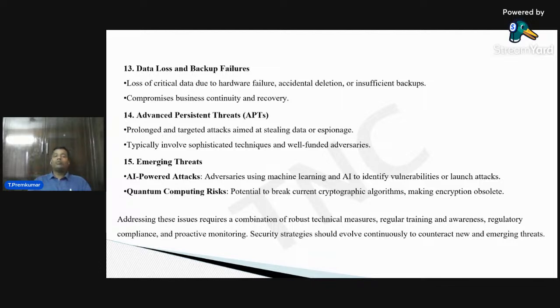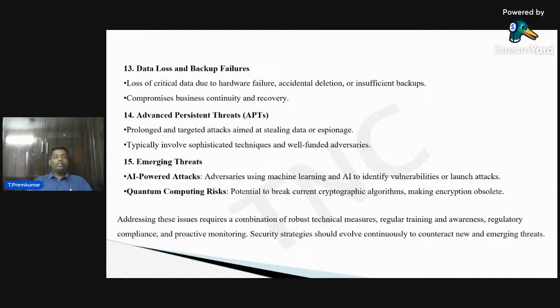In the case of advanced persistent threats, that is APTs, these are prolonged and targeted attacks aimed at stealing data, for example. They typically involve sophisticated techniques and well-funded adversaries. And the last one, in the case of security issues in data science, is AI-powered attacks, which use machine learning and AI to identify vulnerabilities or launch attacks. The quantum computing risk is its potential to break current cryptographic algorithms, making the encryption obsolete.